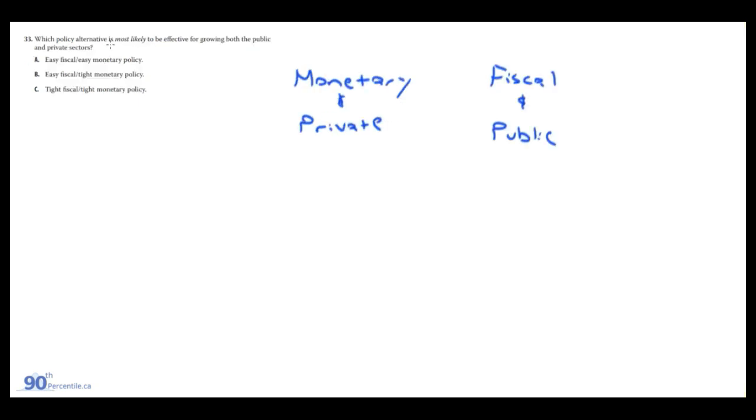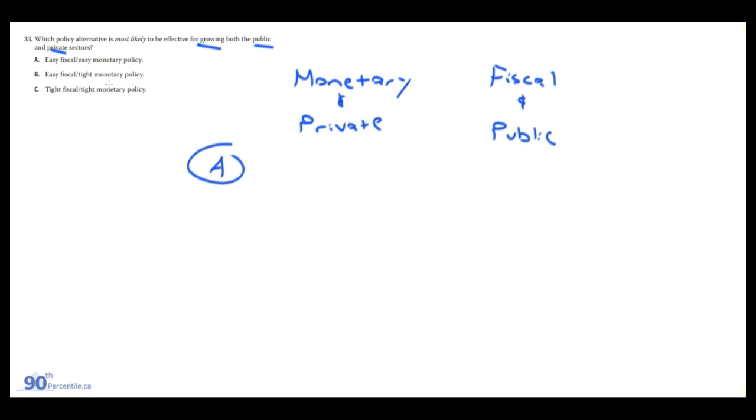Last question here, which policy alternative is most likely to be effective for growing both public and private sector? So growing is expansionary in the public and private sector. So the way to think of it, monetary policy for the most part impacts the private sector. So a decrease in interest rates gives individual corporations and corporate America more money to expand, with cheaper debt. So monetary policy is more corporations, which is the private sector, and fiscal policy is government. So of course that's the public sector.